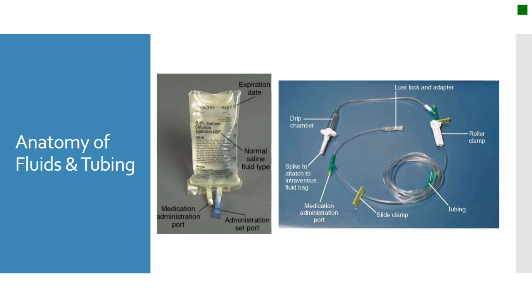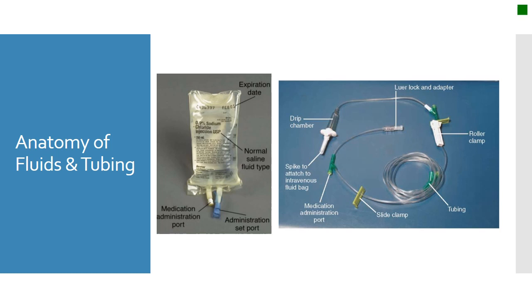You can adjust the drip based off of the roller clamp by slowly closing it or closing it completely, which therefore stops the solution from being infused. Then the solution continues further down. You will see a sliding clamp. This is just to clamp it immediately.